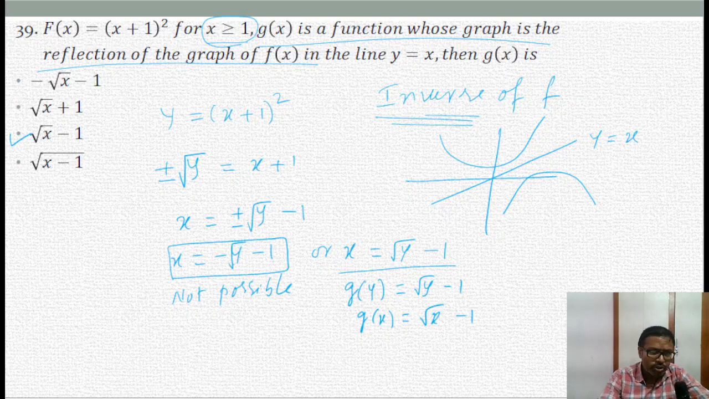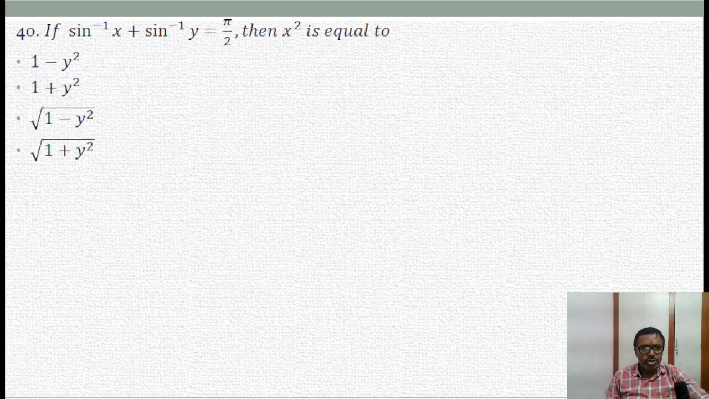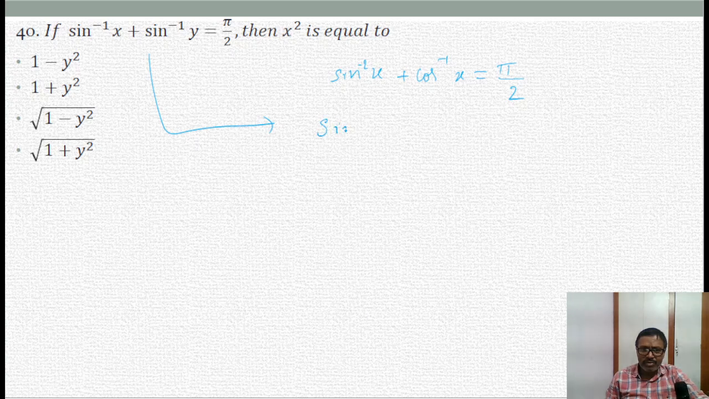Let us move on to the last question of this video. Question number 40. Very straightforward, simple question again, friends. Sine inverse x plus sine inverse y is equal to pi by 2. We know this result, sine inverse x plus cos inverse x is equal to pi by 2. So this term, I will change sine inverse y into cos inverse.